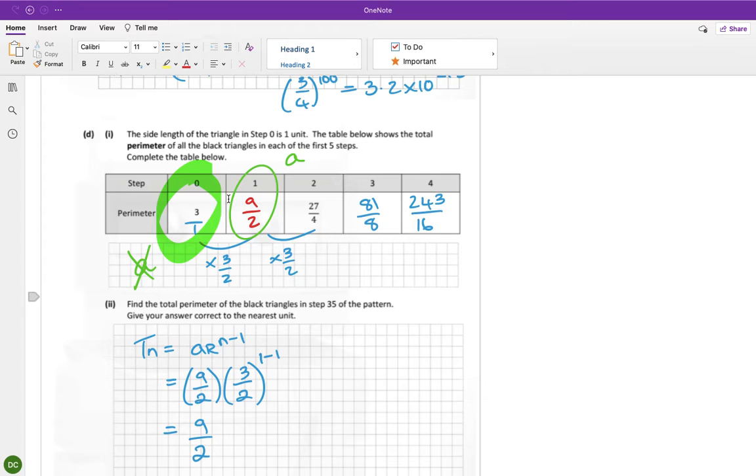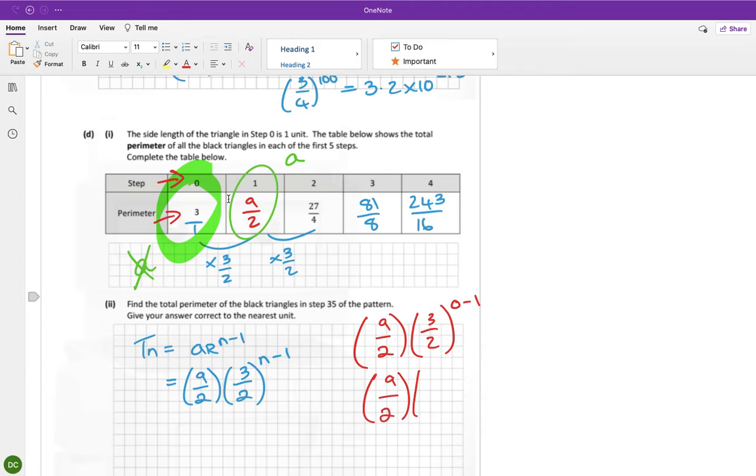Oh no, what am I doing? Sorry. I don't want to sub in yet. To the power of n minus 1. Okay, so that's what I think the formula is. So let's see if it makes sense. So when n is 0, I should get a perimeter of 3. Yeah? So if I make n 0, I get 9 over 2 by 3 over 2 to the power of 0 minus 1. This doesn't feel right. That's 9 over 2 by 3 over 2 to the minus 1. Oh, it does work. That's 3.